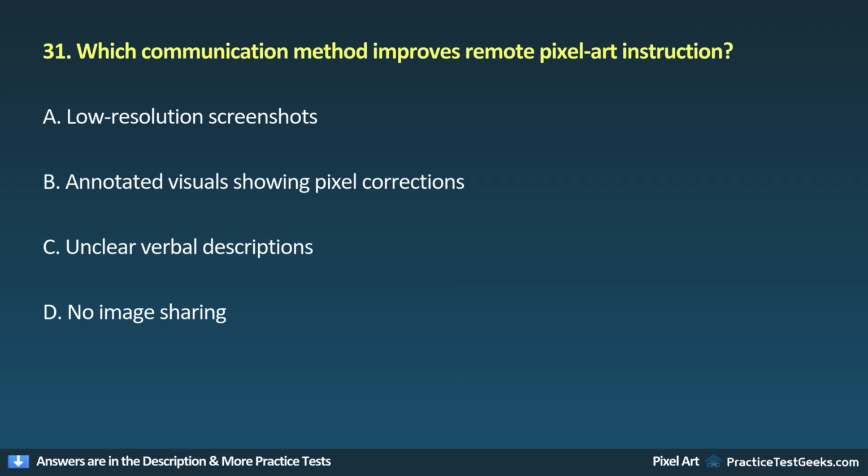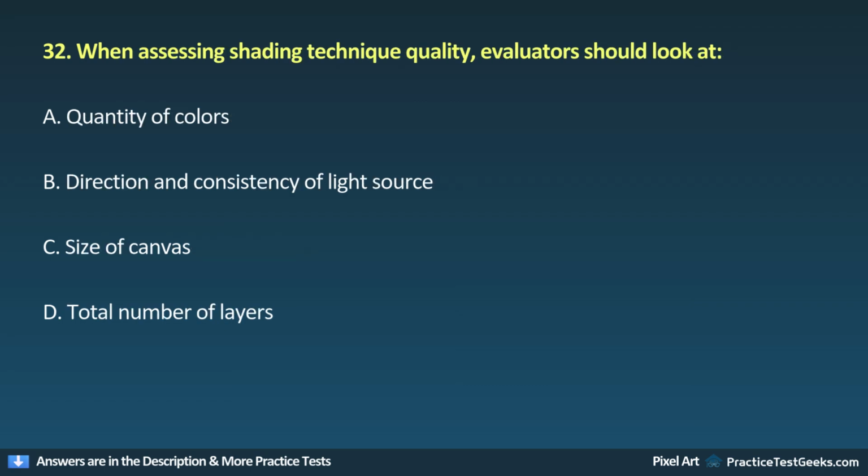D. No image sharing. 32. When assessing shading technique quality, evaluators should look at A. Quantity of colors. B. Direction and consistency of light source. C. Size of canvas. D. Total number of layers.